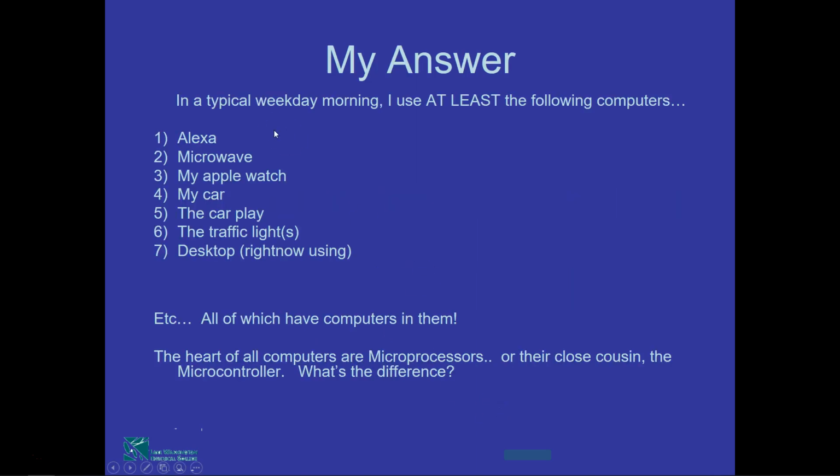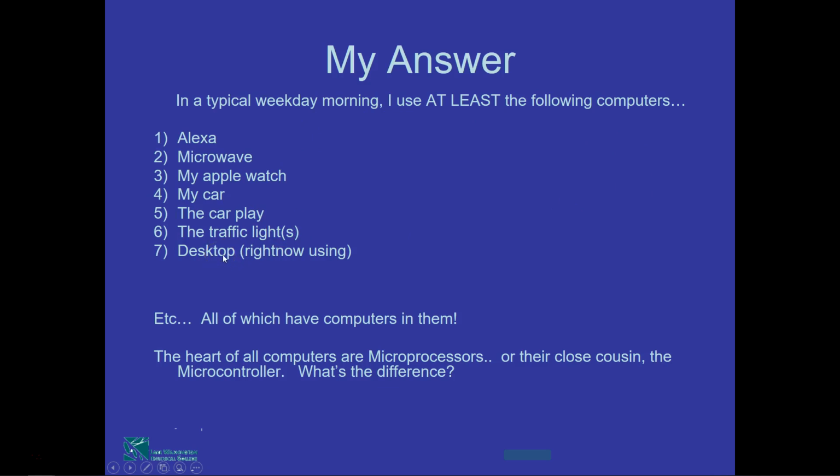So today I used Alexa device. I used microwave for my coffee in the morning. I used Apple Watch to see how many steps I have walked today. I used my car, which has the automatic systems. So I use that, and then I use the CarPlay, which is in the car, which also has a small computer. And then I use the traffic lights, and they do also have small computer in them. And then I use the desktop.